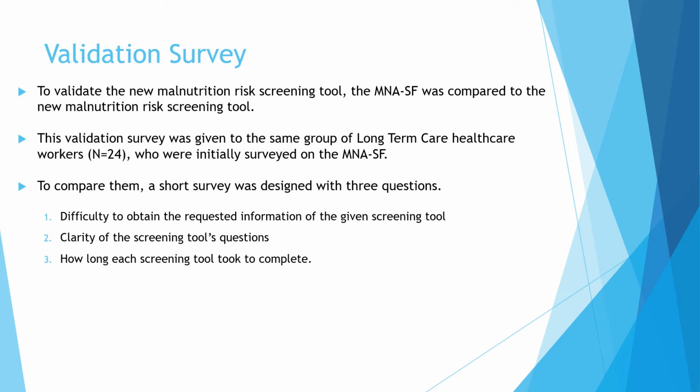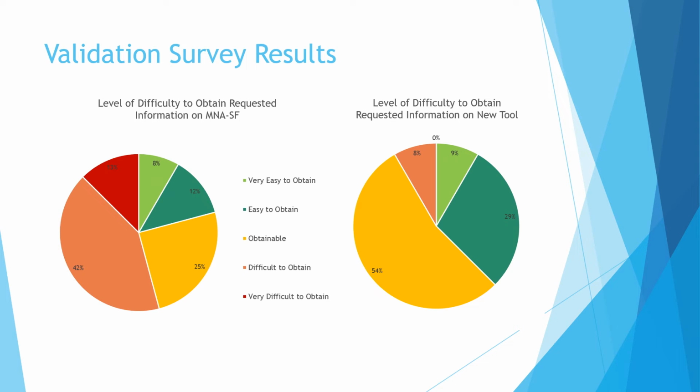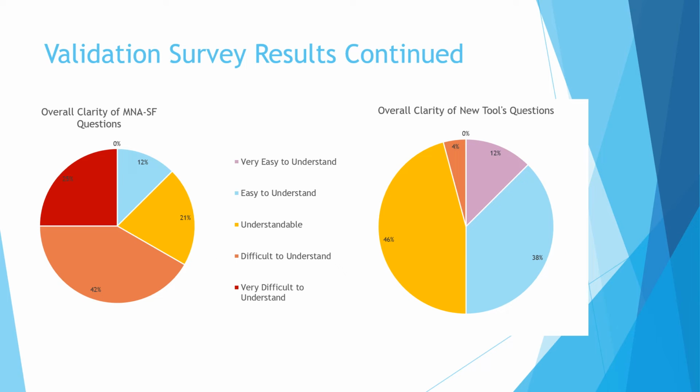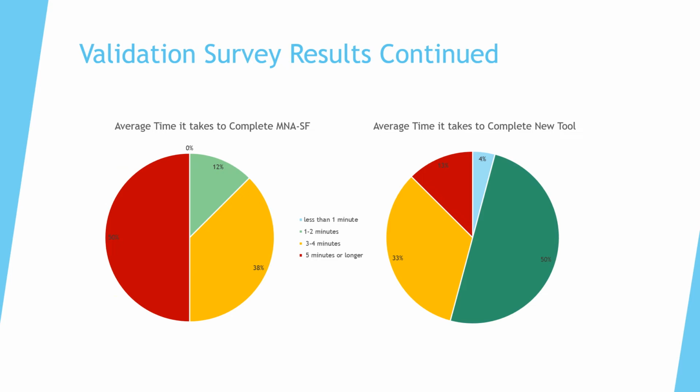How hard is it to obtain the information? How clear are the questions, and how long do each of them take to use? The survey was given to the same healthcare workers, asking them to answer these 3 questions for each form. And for the validation survey, we can see that the new form is much easier to obtain the information requested from the tool. It's a lot more clear, and it takes less time.